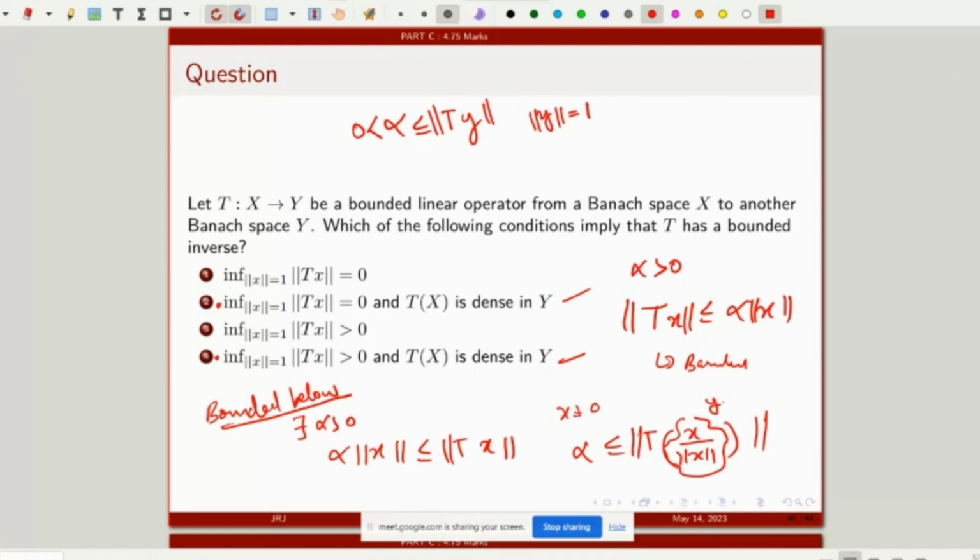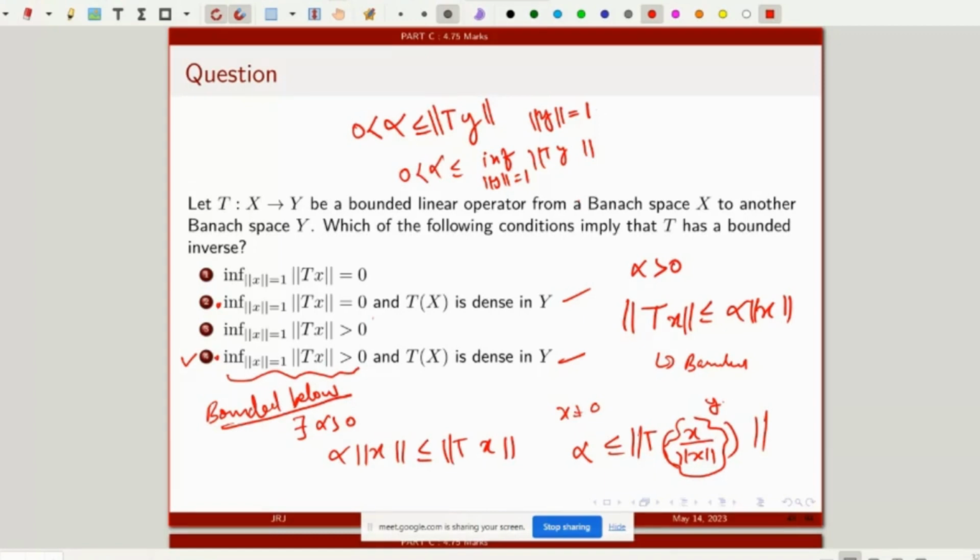So which option will be correct then? Option 4 will be correct. That is, alpha is less than or equal to the infimum of norm Ty over norm y equal to 1. But this is strictly bigger than 0. So this infimum will be strictly bigger than 0. So option 4 is correct.